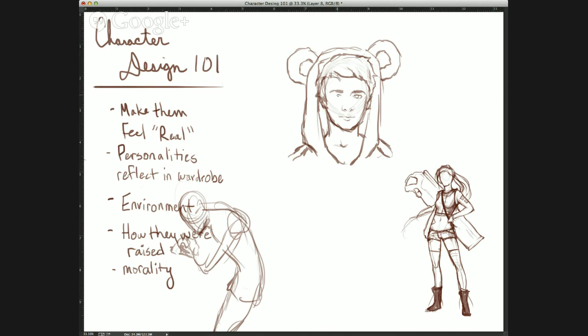Aaron Huggins asks, I have trouble giving my character weight. Do you have any advice or demo on how to do this? Thanks.